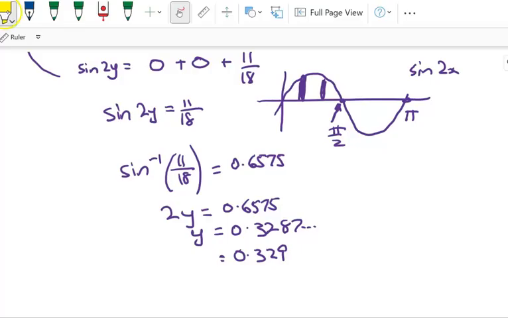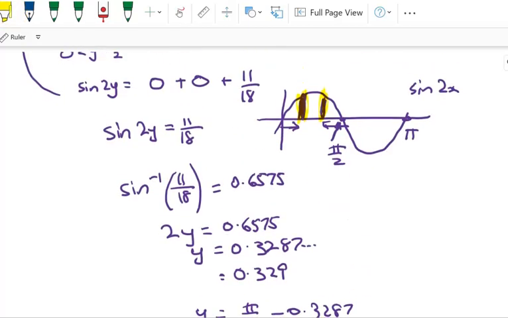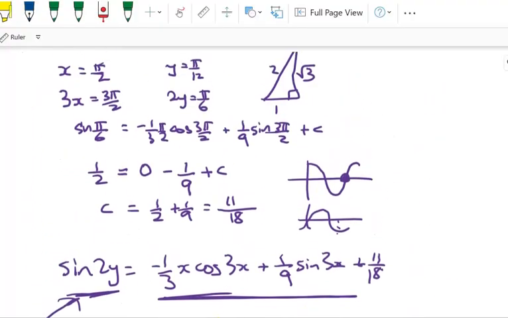Okay, so we've found this one, and I'm going to find this one using the symmetry of the graph. So I've gone in that far here. I'm going to come out this far here. So the other value will be y is pi on 2 minus 0.3287. So y is equal to 1.24 to 3 significant figures. So there you go. We've got 2 solutions, 0.329 and 1.24, and we've solved our differential equation.